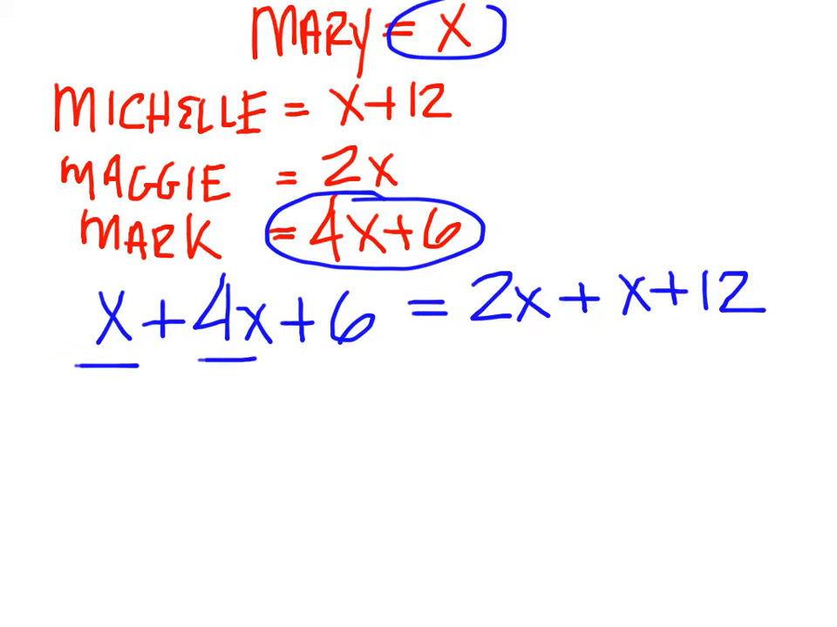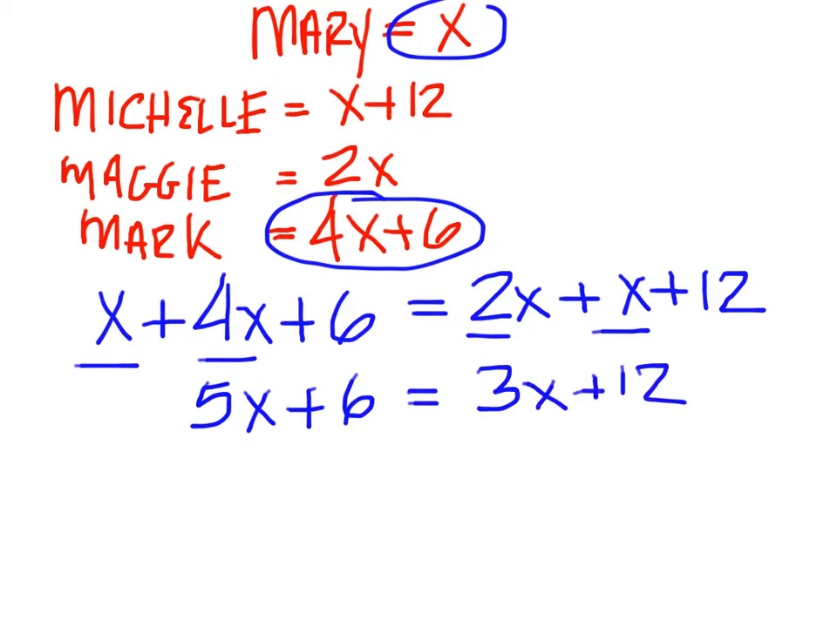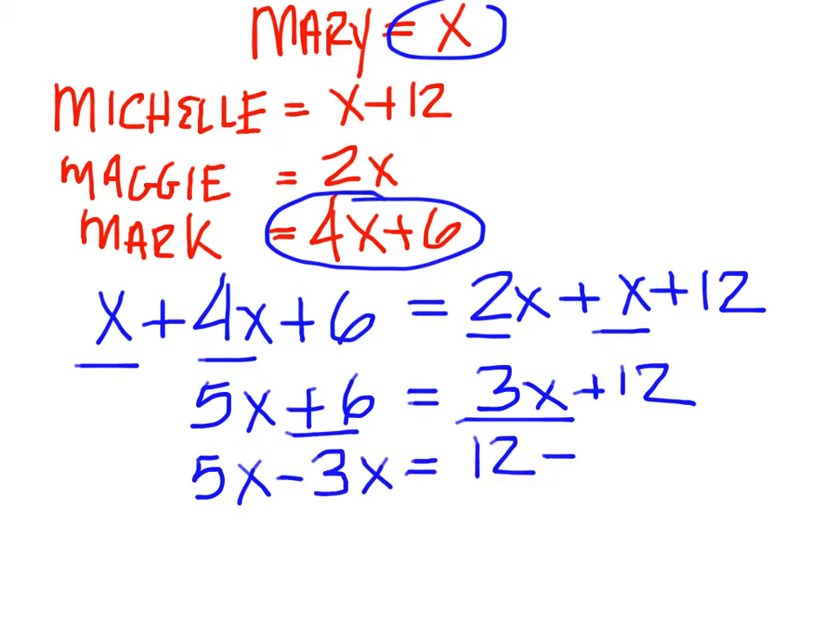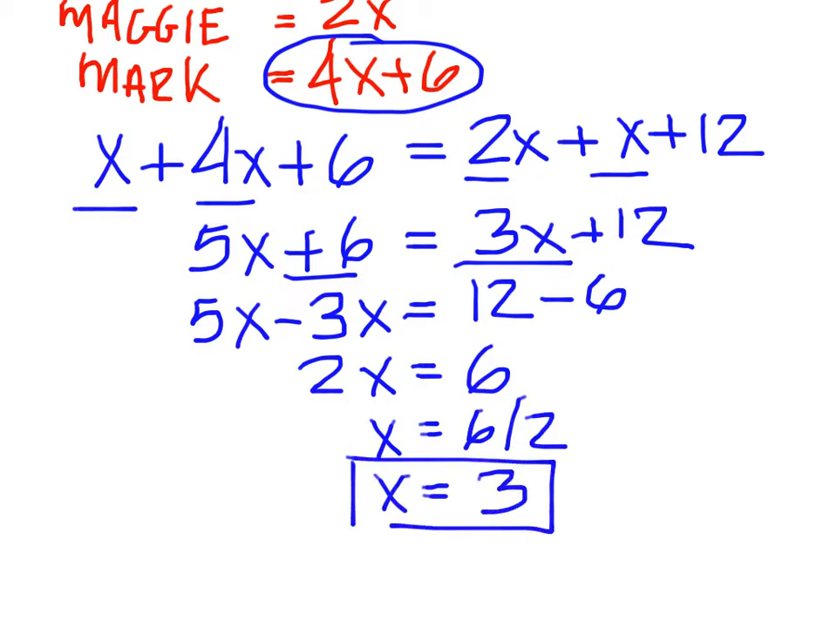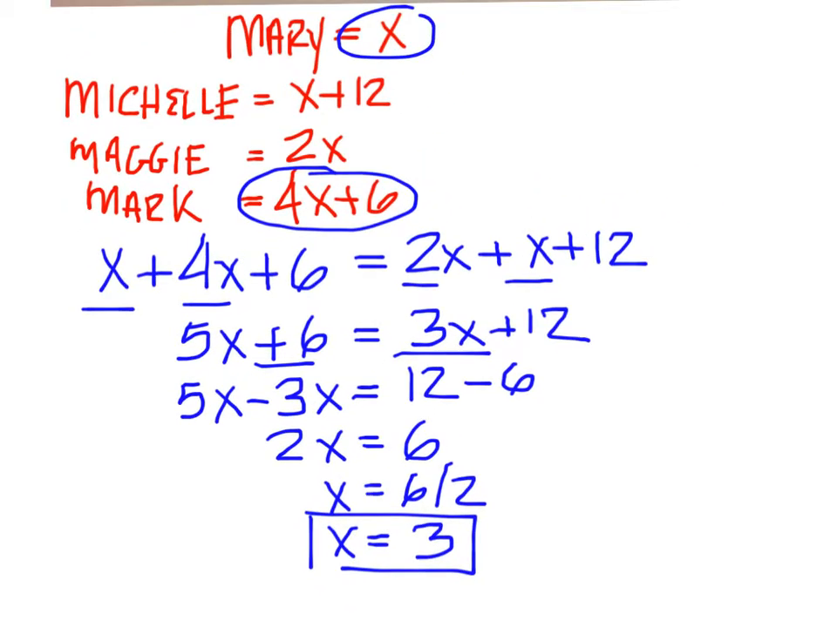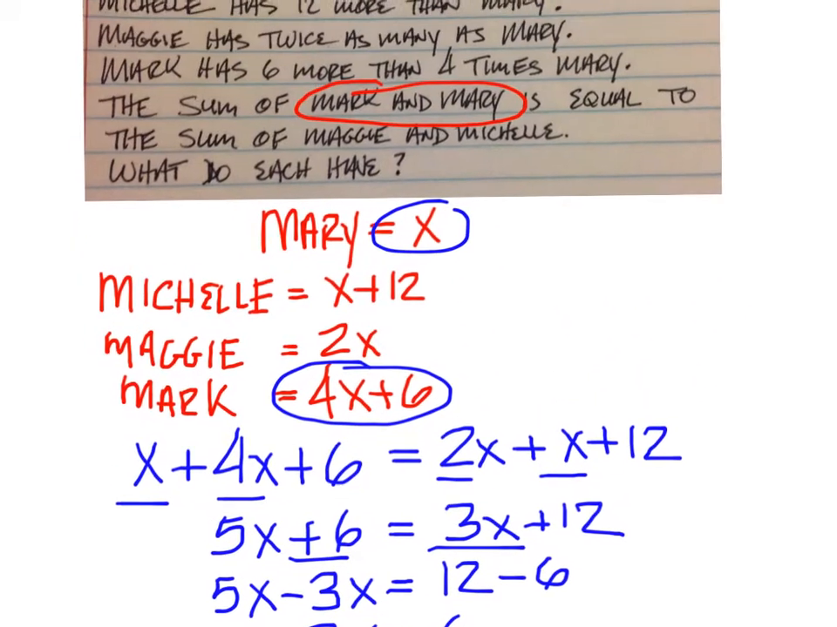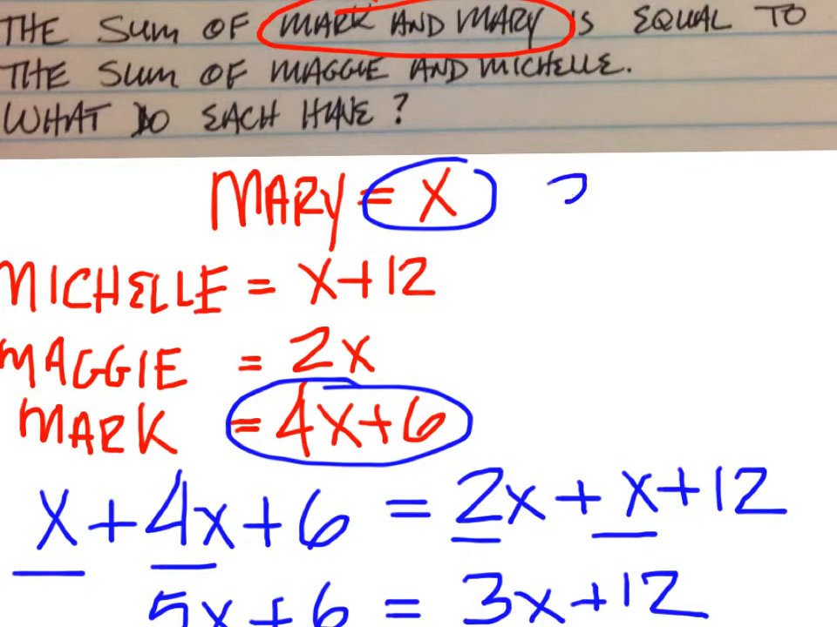So we have x plus 4x is 5x, and on the other side, 2x plus x is 3x. So 5x minus 3x equals 12 minus 6. That's 2x equals 6. x equals 6 divided by 2, which is 3. 3 represents the number that Mary had. So we'll come up here and put a 3.